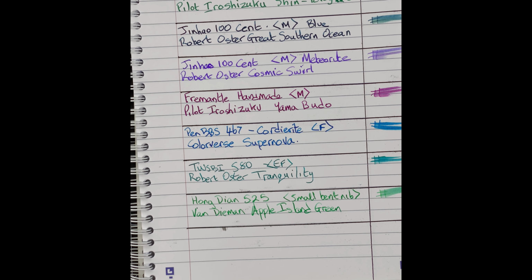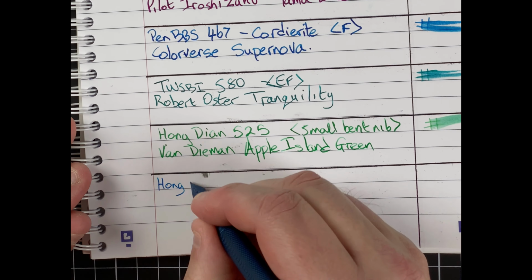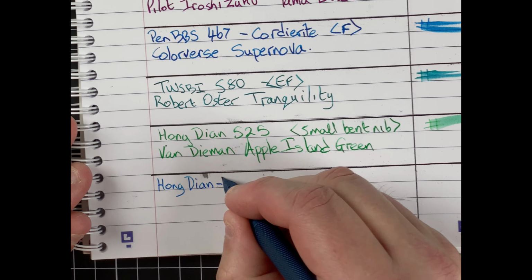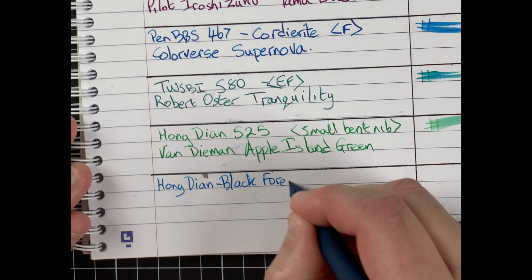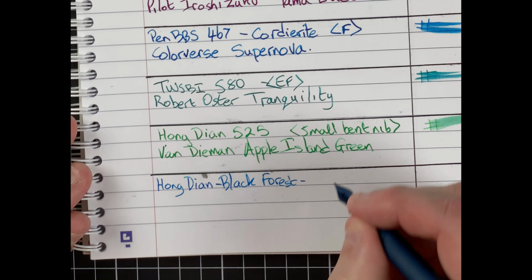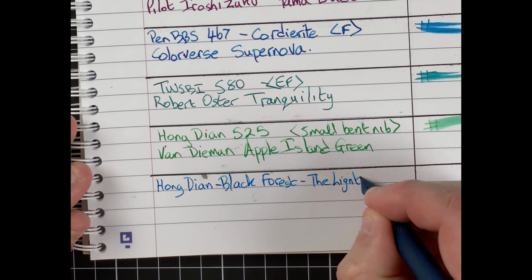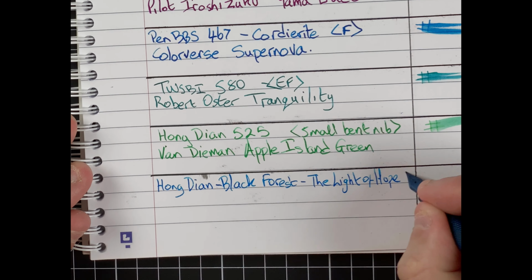The last pen, yep, another Hongdian. What I'm going to be doing next week is a showdown between these two pens, where I compare the two and give my comments on both of them. So this one is a Hongdian. It's part of the Black Forest line, but it's called the Light of Herb. And this has got a fine nib.